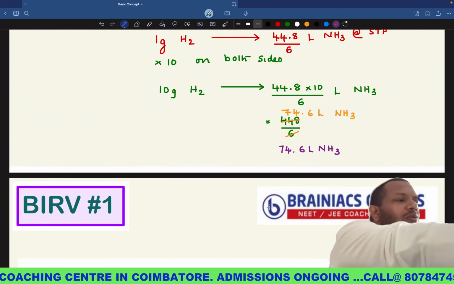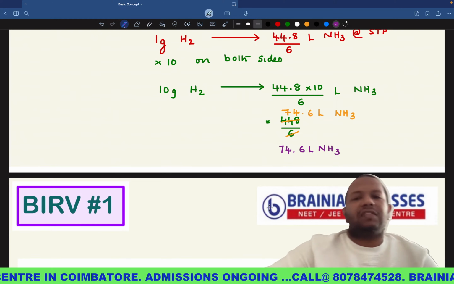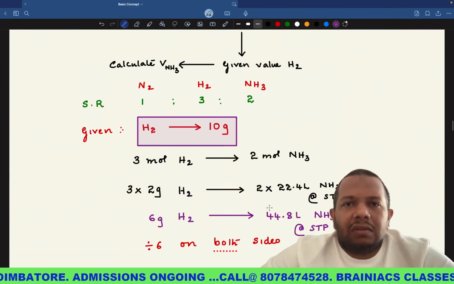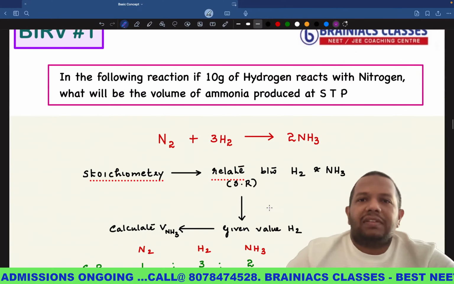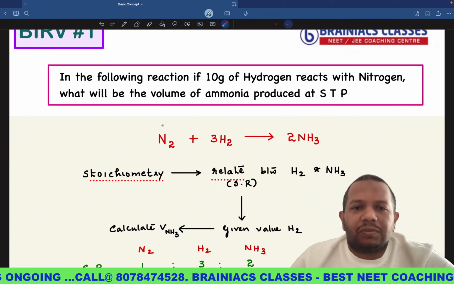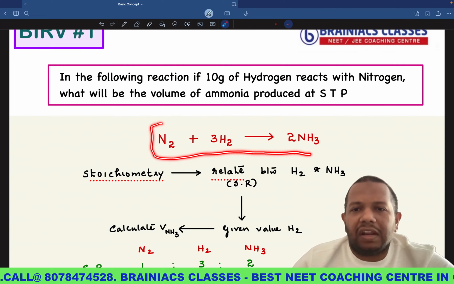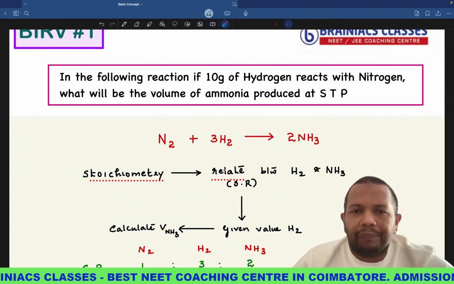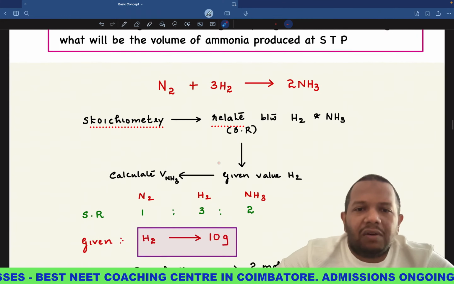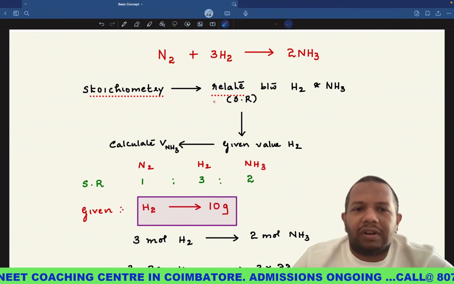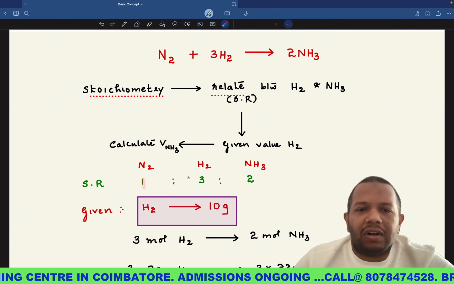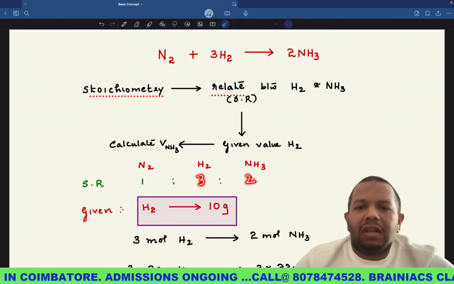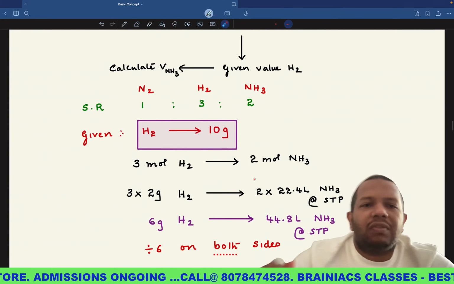I hope there is no doubt for you. One more time I will explain. So what we have done here, very simple. First we try to write the equation relating to the question. So nitrogen with hydrogen gives you 2 mole of ammonia. Then what we need to do, write down the stoichiometric ratio. Stoichiometric ratio is very important. So 1:3:2.